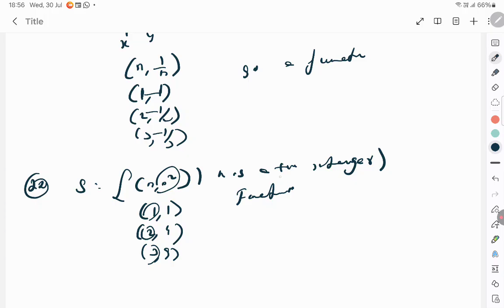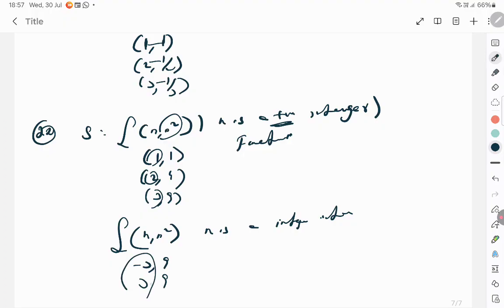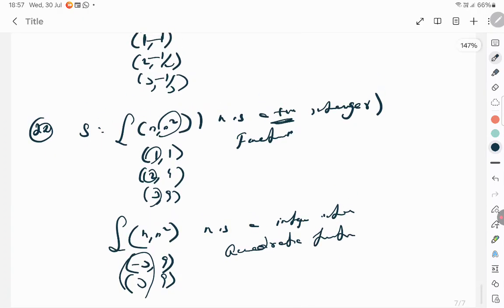But if the question was not positive integer, if the same question was given generally as n is an integer, even then it will be a quadratic function. Even minus 3 is getting mapped to 9, 3 is also getting mapped to 9, but still the first element is occurring only once. The second element is occurring twice, does not matter. So this is again a quadratic function only. This relation becomes a function.